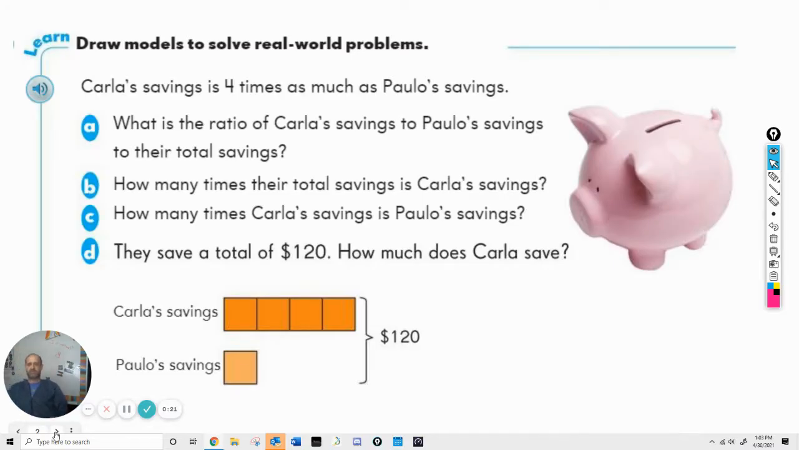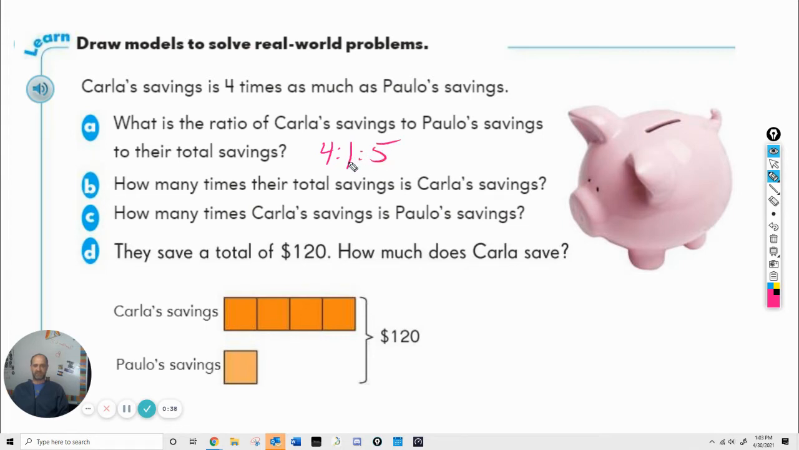And here we go. I hope you guys like bar models at this point. Carla's savings is 4 times Paulo's savings, which you can see down here. How do you compare Carla's savings to Paulo's to their total? Well, Carla has 4 parts, Paulo has 1 part, and there are 5 parts altogether. How many times their total savings is Carla's? Carla's is 4 compared to the total of 5, so Carla is 4/5. When it asks it like this, it wants it in fraction form.